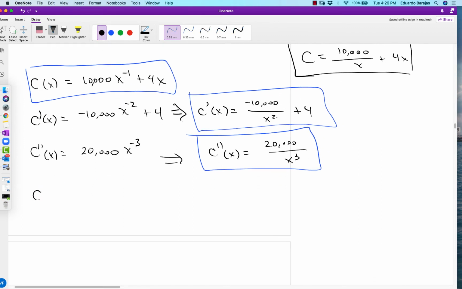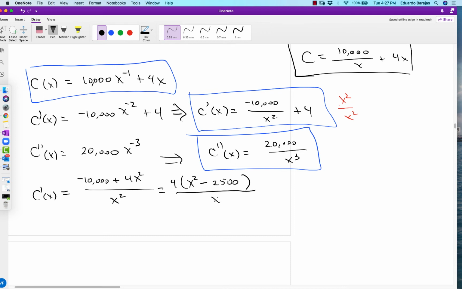So c prime of x equals, well, let's combine these two to simplify it. So that'll be multiplying the numerator and denominator of this function by x squared over x squared. I'll get minus 10,000 plus 4x squared all over x squared. And then just twisting it around a little bit and factoring out a 4, we get that c prime is equal to 4 times x squared minus 2,500, all over x squared.